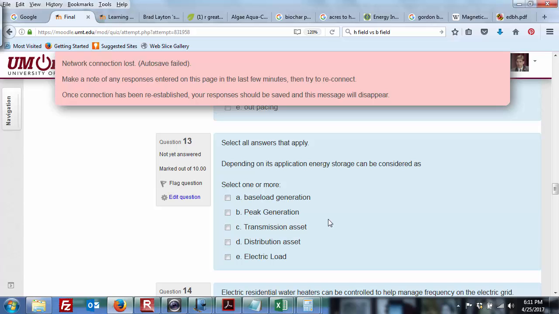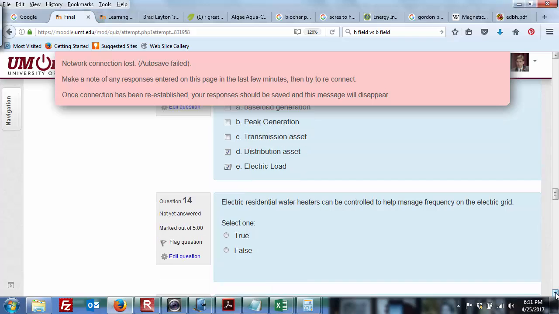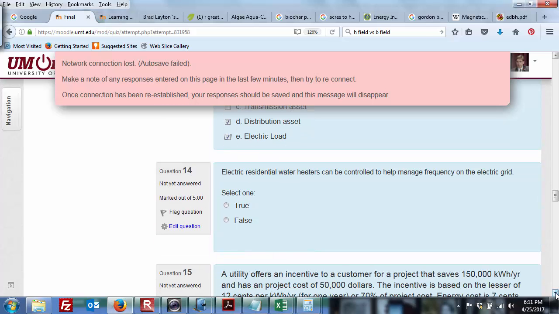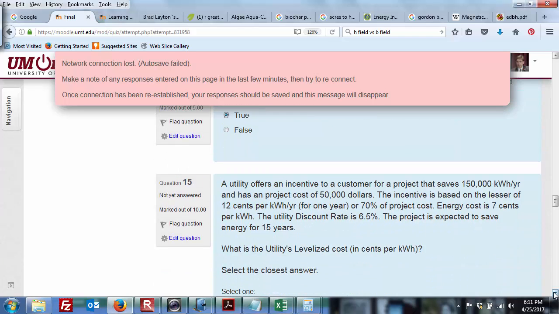Depending on its application, energy is stored as, select 1. Distribution asset, yeah. Could be a load too. It could be a load. Electric residential water heaters can be controlled to help manage frequency on the grid. Oh yeah. Turn them on and that'll bring it down, okay.